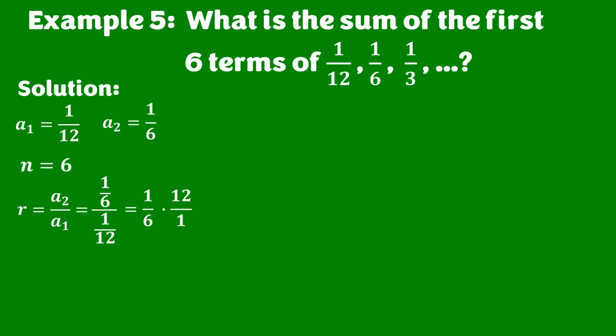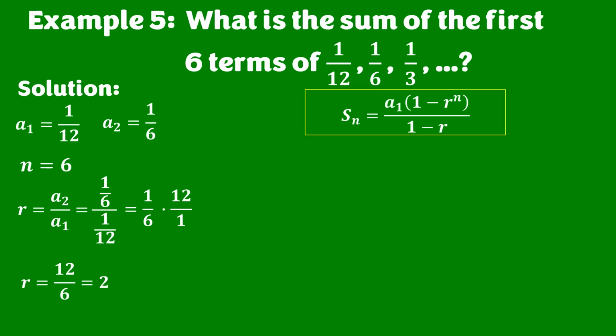And the reciprocal of 1 over 12 is 12 over 1. After getting the reciprocal of the denominator, we're going to proceed to multiplication. And then simplify. So we have 1 times 12 is 12 over 6 times 1 is equal to 6. And then 12 divided by 6 is equal to 2. So the common ratio now of the given geometric sequence is 2.